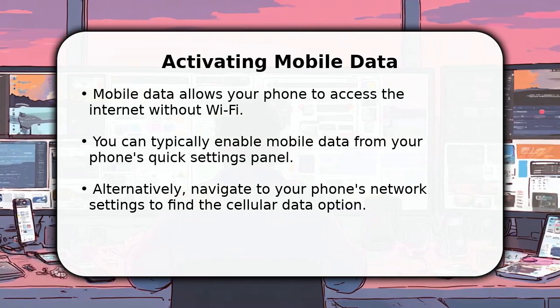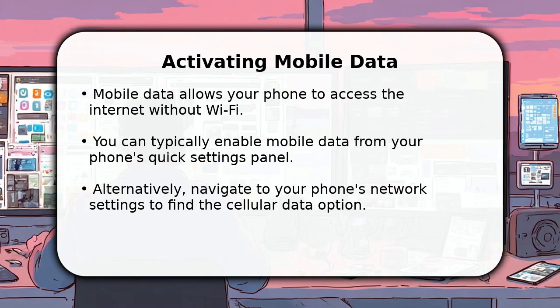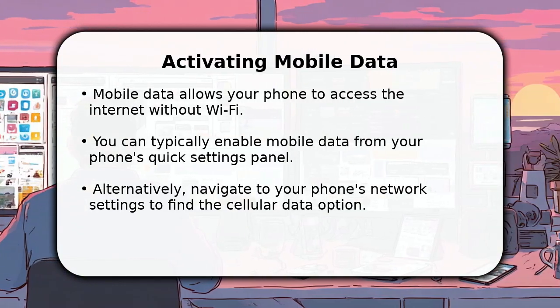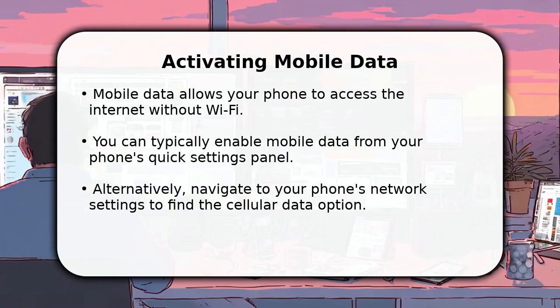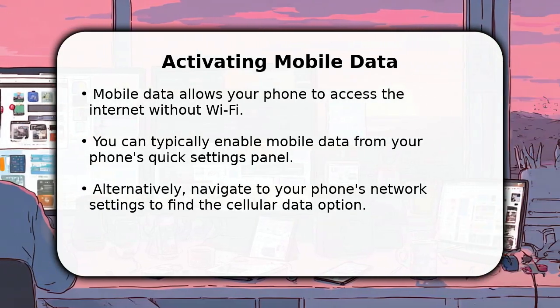For a more detailed approach, open your phone settings, find network and internet or connections, and then toggle on mobile data. This fundamental step connects you to your carrier's network, enabling online access on the go.